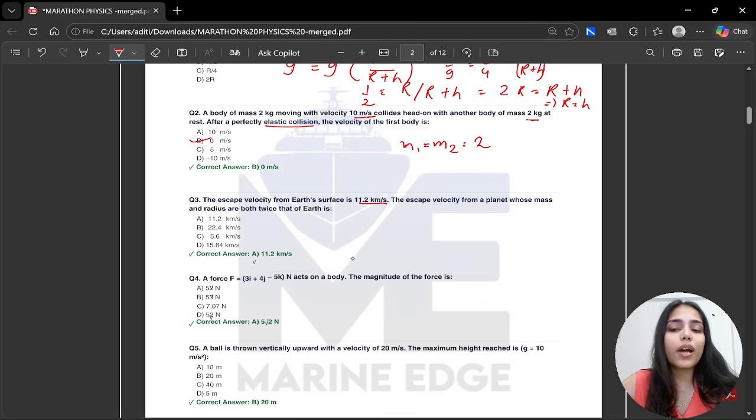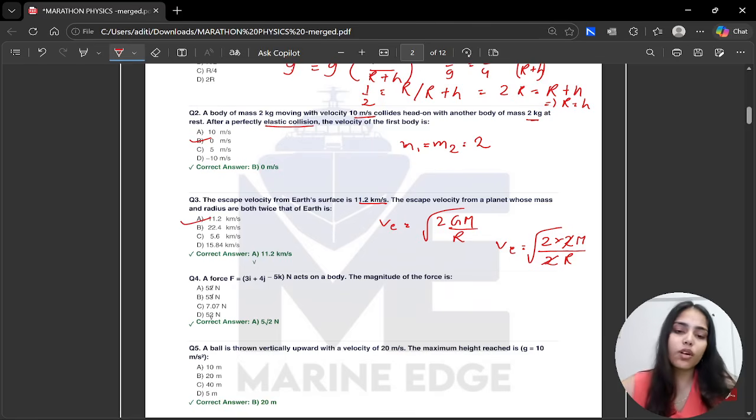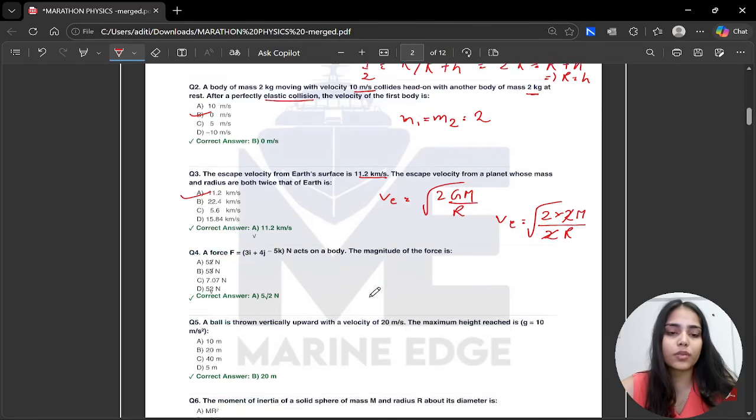Okay. Now, next, escape velocity from Earth's surface is 11.2 km per second. The escape velocity from a planet whose mass and radius are both twice that of Earth will be? So we know that the formula for escape velocity VE is equal to under root 2GM upon R, where R is the radius of whichever planet we're talking about. Now for this second planet, the escape velocity will be equal to under root 2 into mass, which will also become twice, and the radius of the planet is also becoming twice. So in the end, we are receiving the same value. So the final answer will be the same as the initial value, that is the escape velocity of Earth only, 11.2 kilometers per second, right?